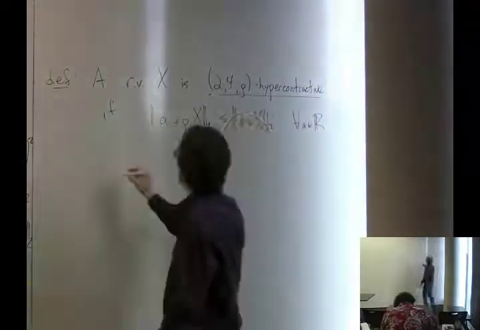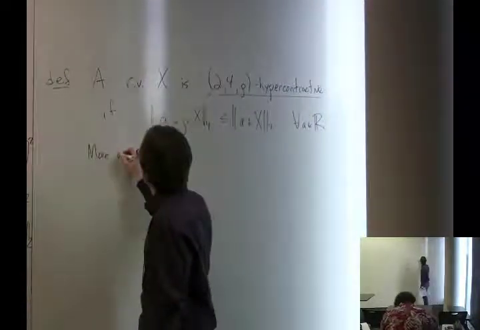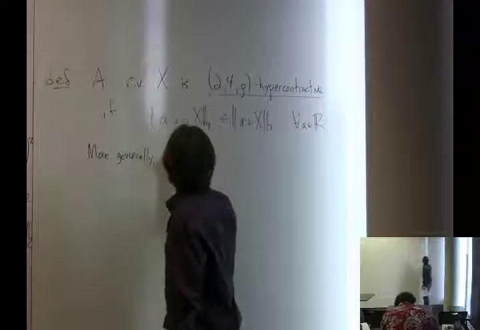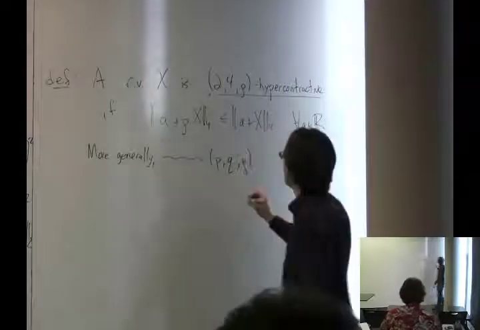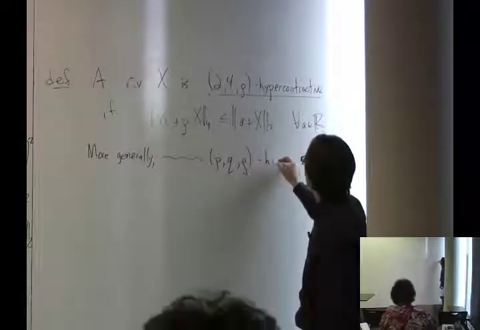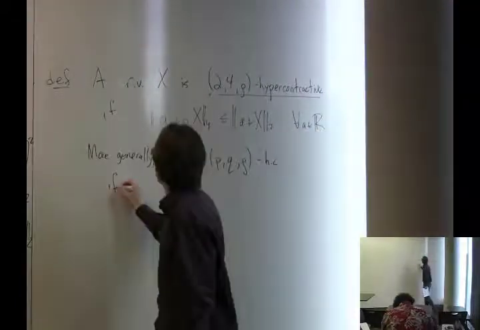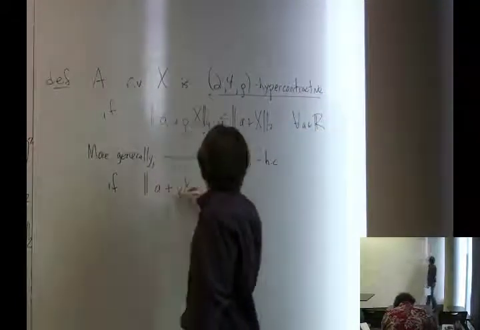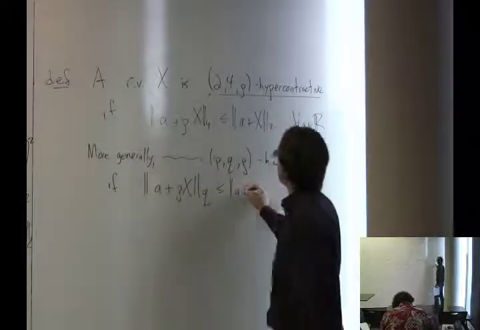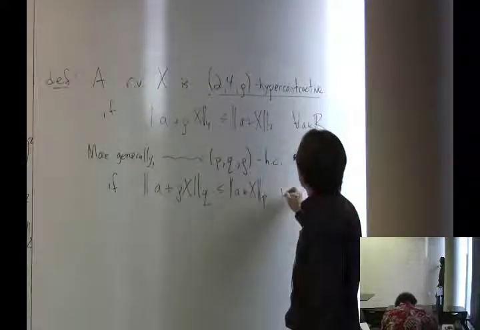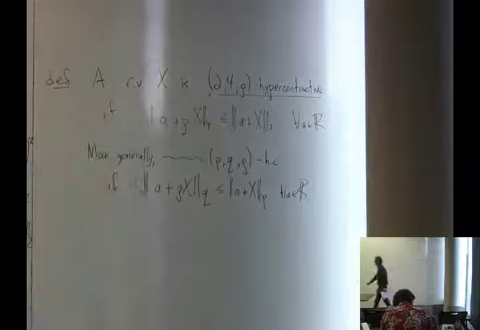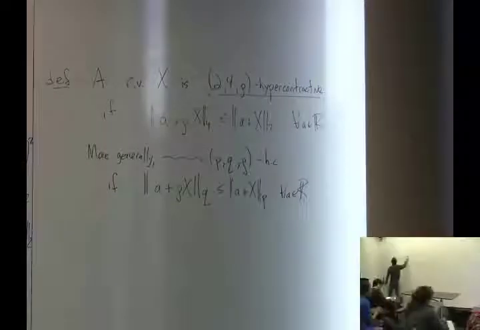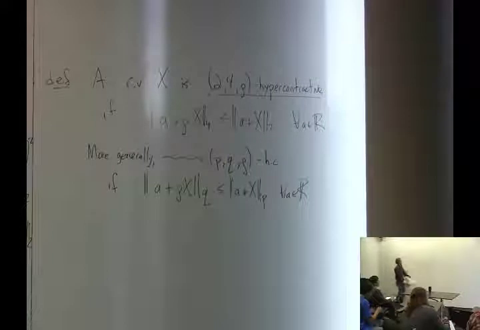And more generally, we say it's (p, q, rho) hypercontractive, sorry that the p's look like rhos, if the q norm of a plus rho x is at most the p norm of a plus x. That said, we're pretty much only ever going to care about this definition when either p is 2 or q is 2, much like here. Mostly we only care when one of them is a 2.